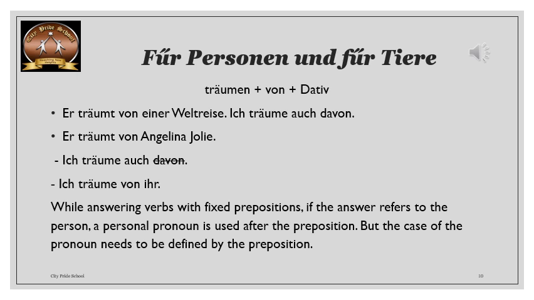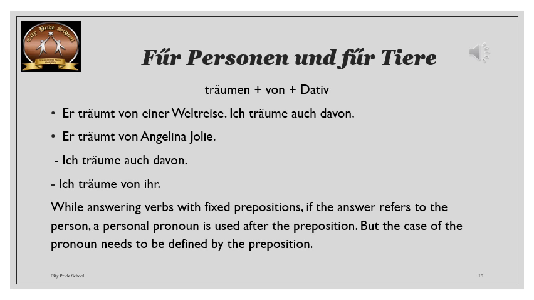Träumen von is a verb with fixed preposition and träumen von always use dative case. So let's see the example. Now you already know träumen von can be used for objects as well as for persons. The first example is of an object. Er träumt von einer Weltreise. Ich träume auch davon. He is dreaming of a world tour. I am also dreaming of the same. So here da plus preposition is used as the preposition von is not starting with any vowel, no R is added. So davon is used.